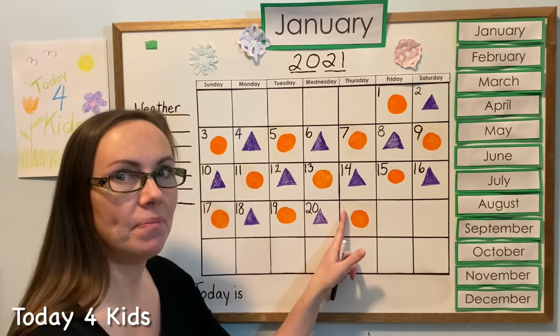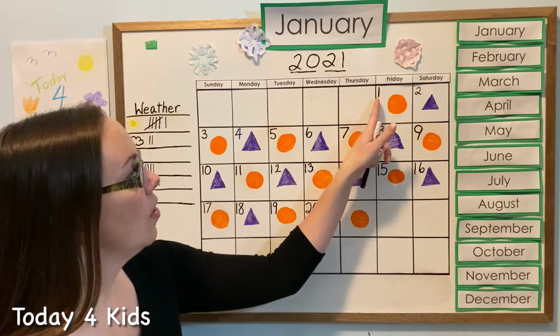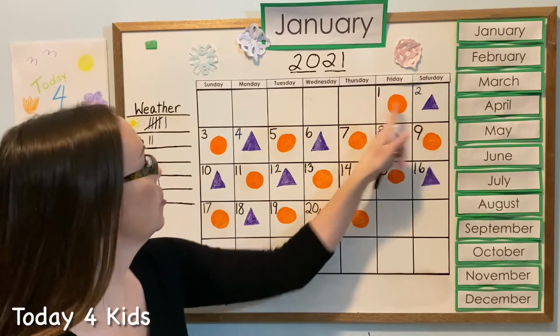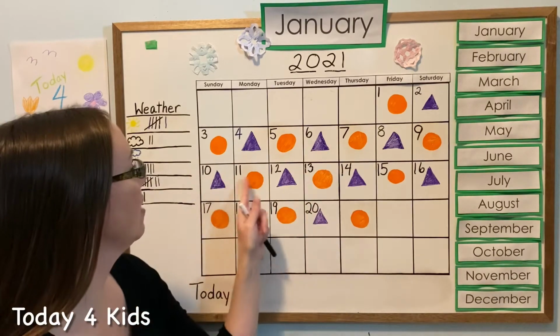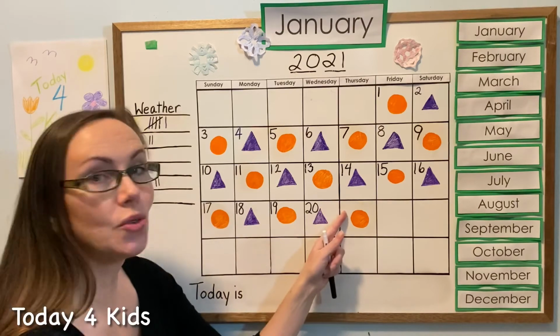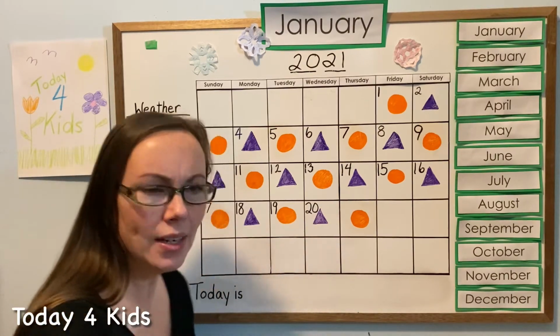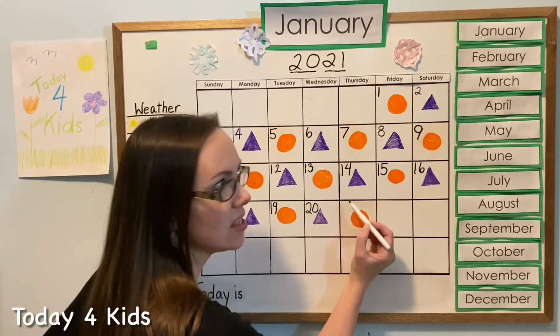20? Let's go back to the beginning and count together and see if you're correct. Ready? Count with me. 1, 2, 3, 4, 5, 6, 7, 8, 9, 10, 11, 12, 13, 14, 15, 16, 17, 18, 19, 20, 21. Did you guess 21? Good for you. I love it when you guess. Even if you don't have the right answer, it's still good to guess.